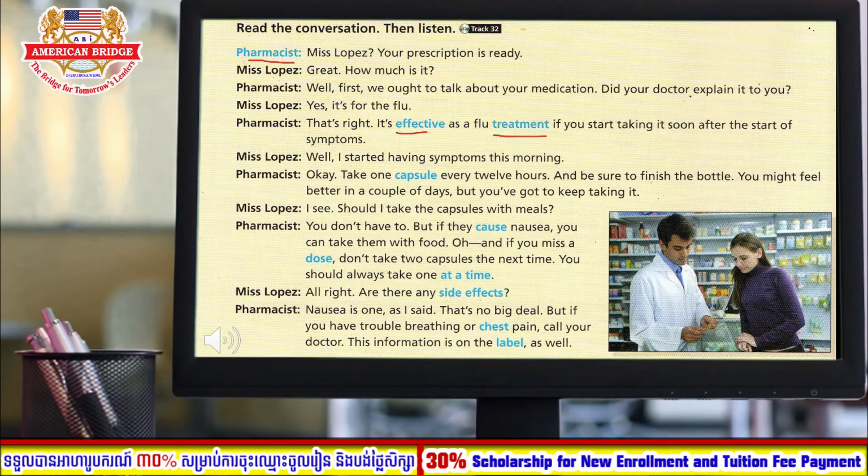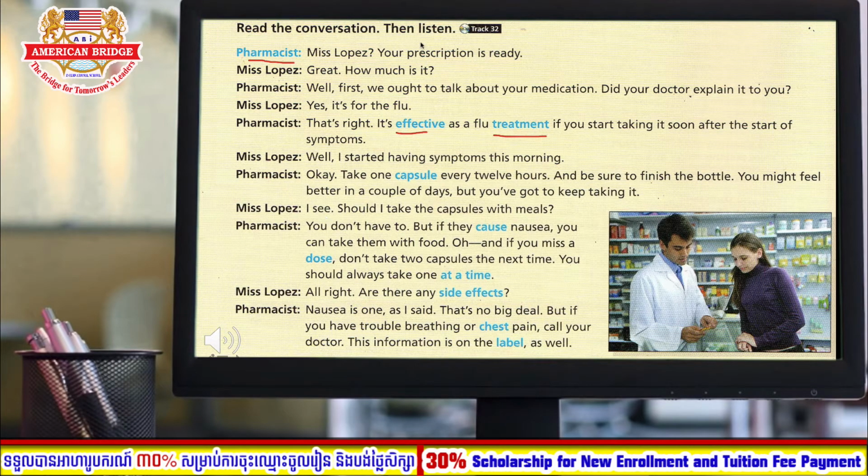So everyone, this is the conversation between the pharmacist and Miss Lopez. This woman has a problem: she has the flu and goes to meet the pharmacist to get medicine. So where can she get the medicine? From the pharmacist. How can she get the medicine? Because she has a prescription from her doctor.